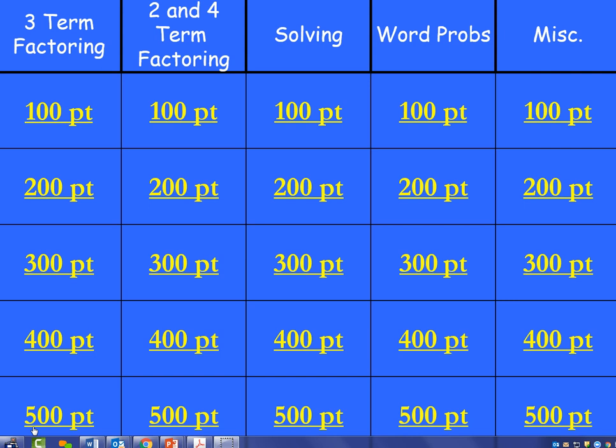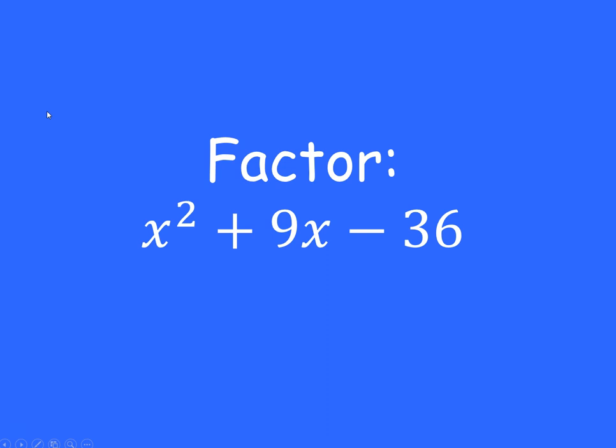Let's get started. We're going to start with the 100-point question under three-term factoring. Let's see what it is. Here's what you have to do for 100 points. Factor x squared plus 9x minus 36. Go ahead and pause the video now, work on this on your own, and then when you're ready to check your answer, unpause the video and we'll see how you did.